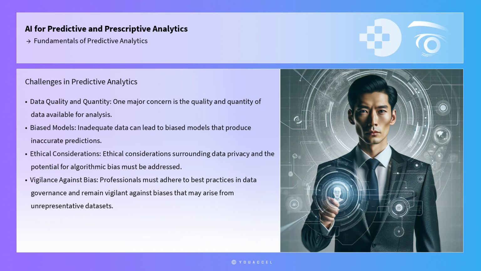Despite its advantages, predictive analytics is not without challenges. One major concern is the quality and quantity of data available for analysis. Inadequate data can lead to biased models that produce inaccurate predictions. Additionally, ethical considerations surrounding data privacy and the potential for algorithmic bias must be addressed to ensure responsible use of predictive analytics. Professionals must adhere to best practices in data governance and remain vigilant against biases that may arise from unrepresentative datasets.